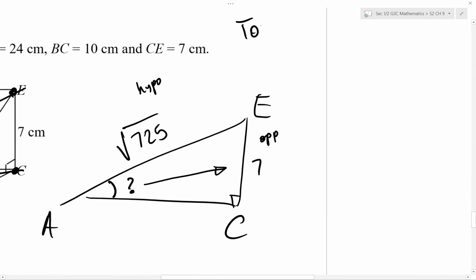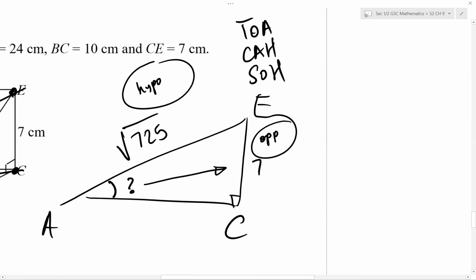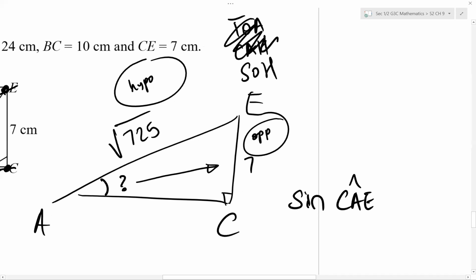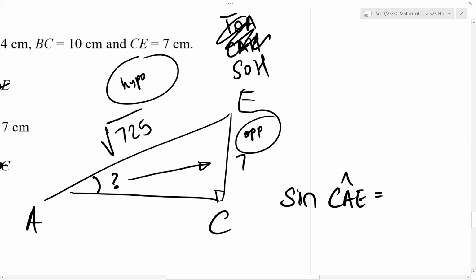So our SOH CAH TOA comes right in. Which of these three has opposite and hypotenuse? Only one. So that tells me I need to write sine, SOH, S for sine. Sine of an angle. The angle is the unknown, CAE. Sine of the unknown equals a fraction, something over something, based on what we have memorized.